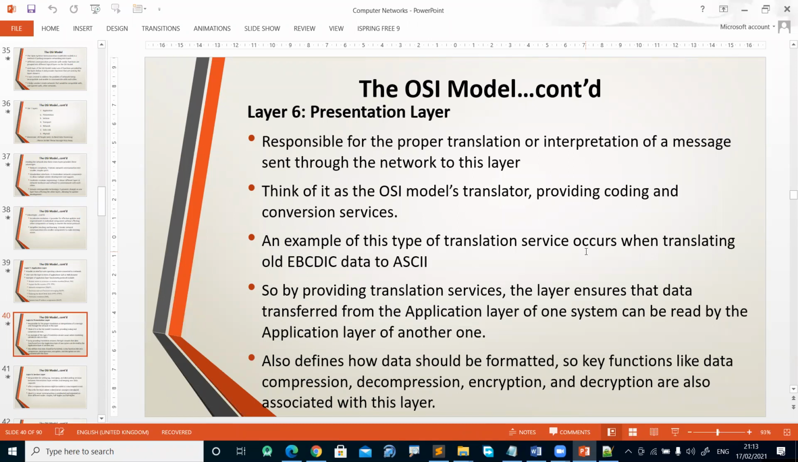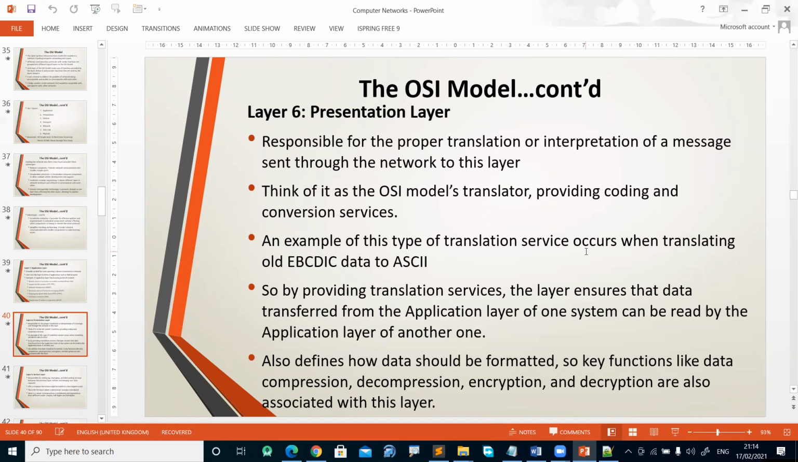But the rest of the world, when everyone began making computers, adopted another type of coding, putting these 8 bits in groups, and they named it ASCII. So now, we still have computers out there that are using EBCDIC. The new computers are using ASCII. But now, who translates? Layer 6.